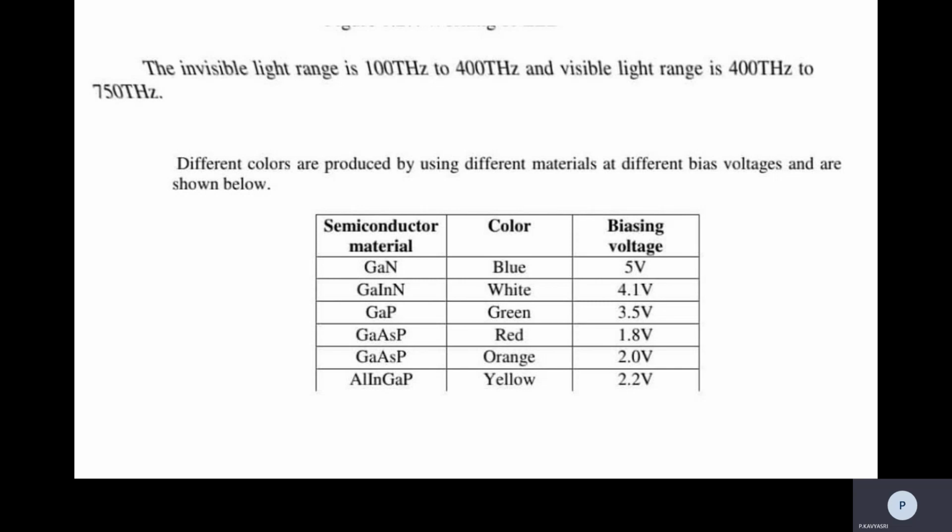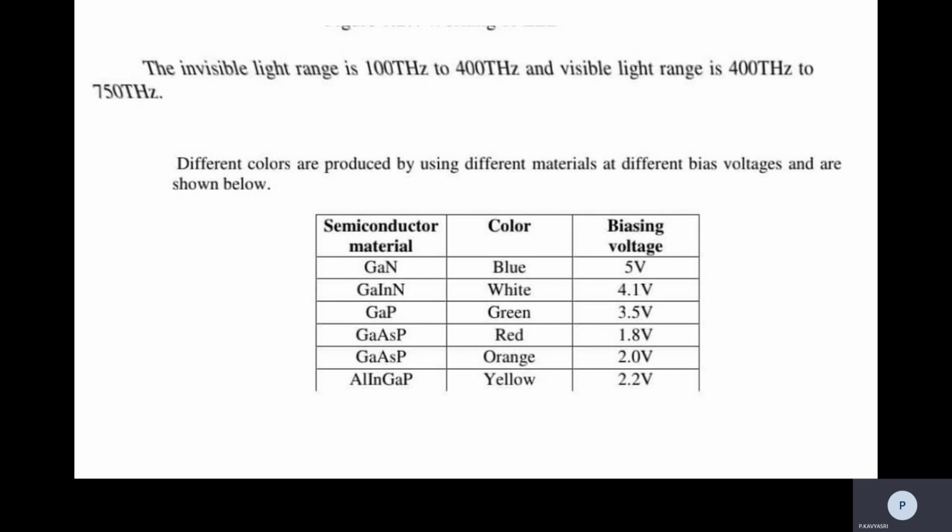First one is GaN, which is gallium nitride, which is blue color, and the biasing voltage is 5 volts. And next one is gallium indium nitride, which is white color. Biasing voltage is 4.1 volts. And next one is gallium phosphide, which is green color, and the biasing voltage is 3.5 volts.